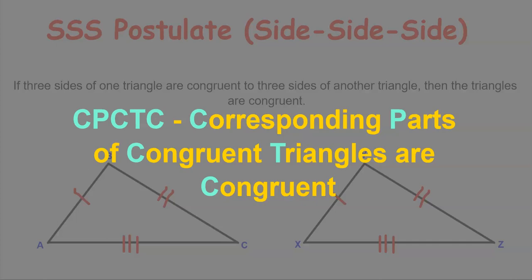So go ahead, pause the video, copy down the bright yellow and blue text there. That's CPCTC, which means that corresponding parts of congruent triangles are congruent. Come back, we're going to see two quick examples of that. This is going to be a really short video, and then we'll wrap up.